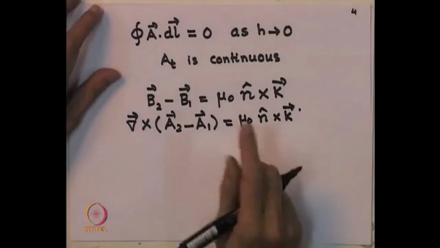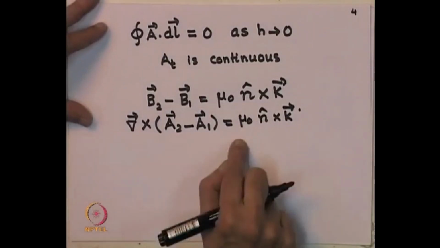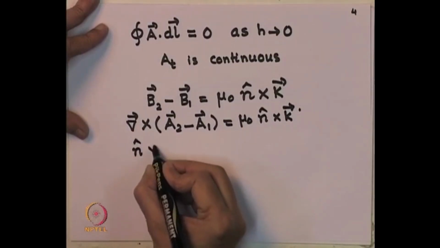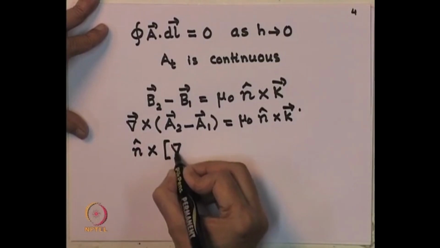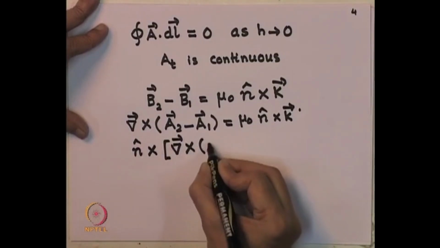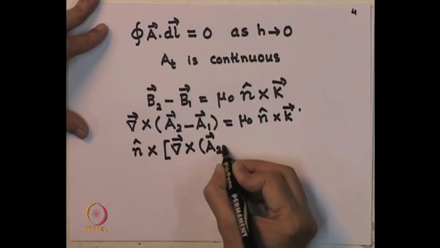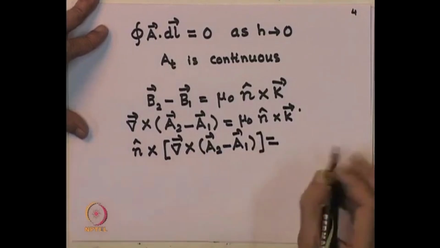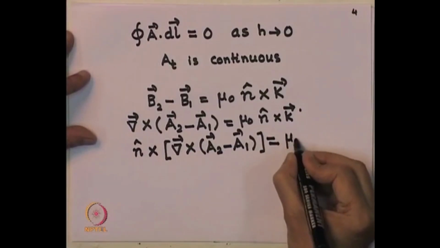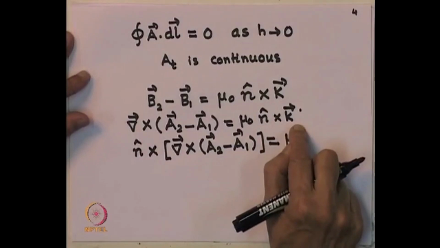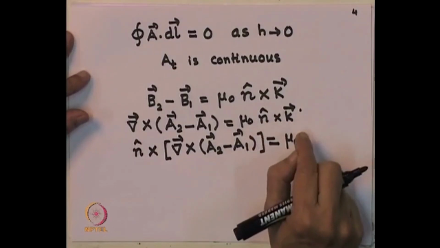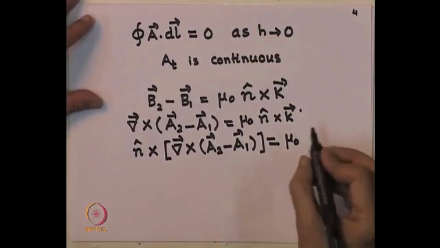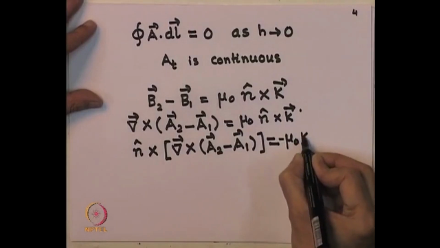So, notice what you could do is you could multiply by n cross on both sides, so that I will get n cross del cross (A2 minus A1) equal to mu 0 times n cross K. Now, I know that A cross B cross C is B(A dot C) minus C(A dot B), and that turns out to be equal to simply minus K. So, it is minus mu 0 K.